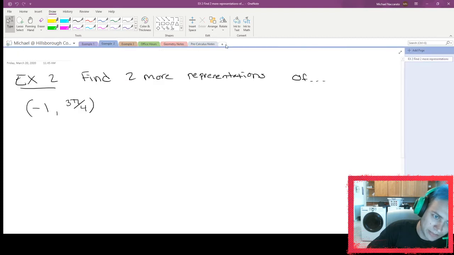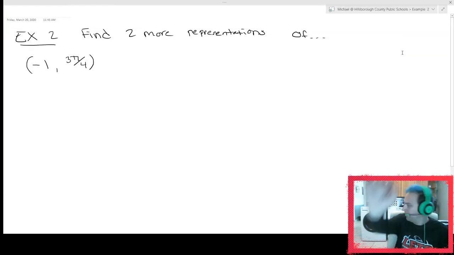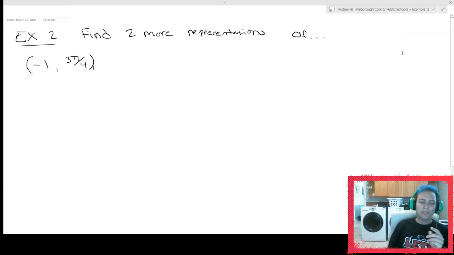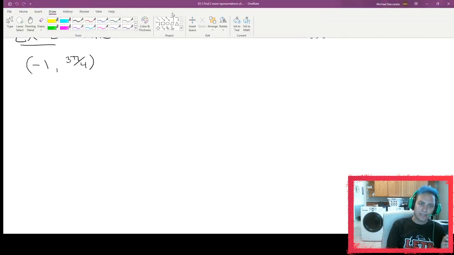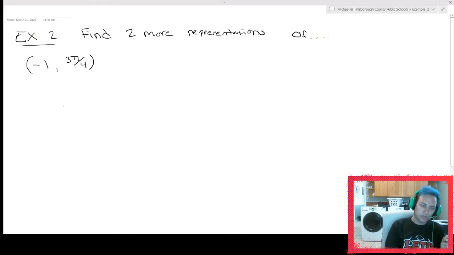I think I only had one example for that one. It says find two more representations of the polar coordinate (-1, 3 pi over 4). The first thing that I did here is I graphed this. I wanted to see what it looked like to help me out a little bit in visualizing what's going on. So we're only working with 1, which makes this graph a little bit easier. I only have to draw one circle.